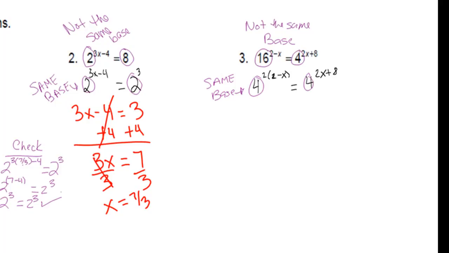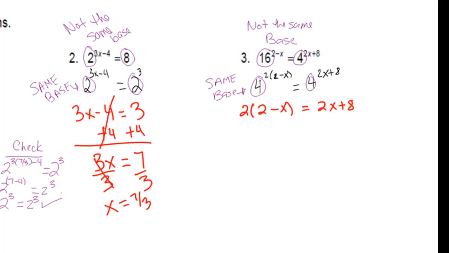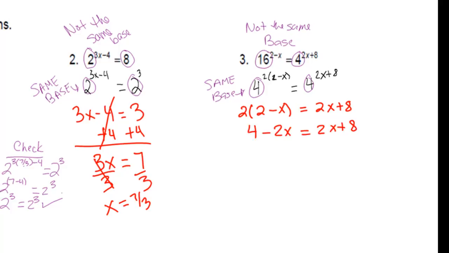So the bases are the same. So now we could bring down our exponents. Now since we have a parentheses, we will have to distribute and solve. So 2 times 2 is 4. 2 times negative x is negative 2x.